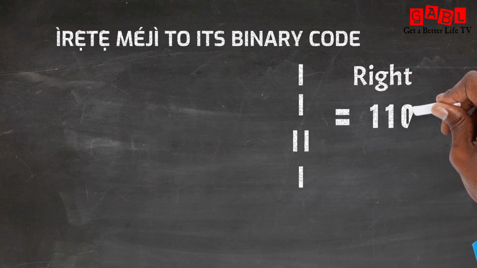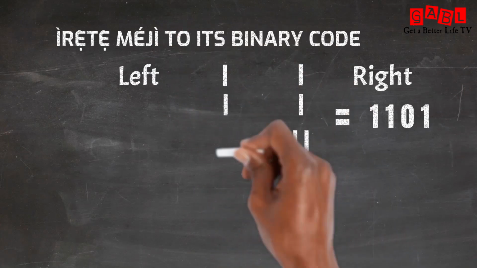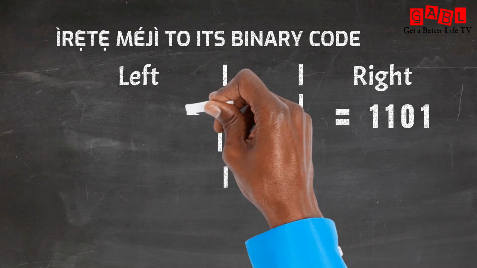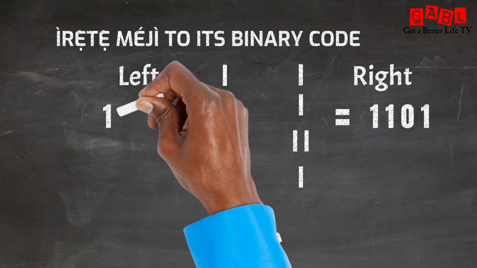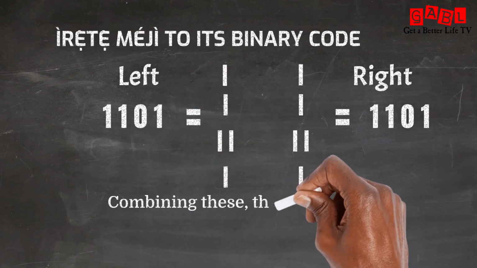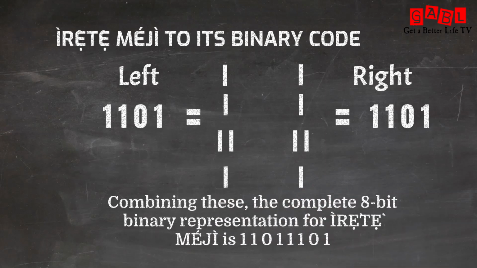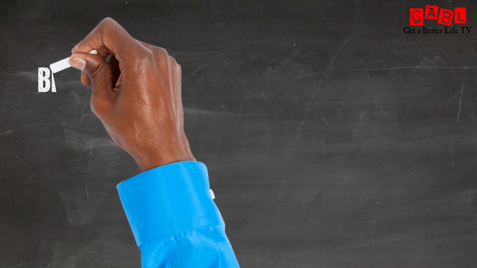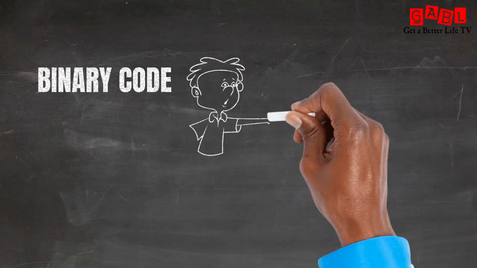The left column also has single line, double line, single line. This translates to 1, 1, 0, 1. Combining this, the 8-bit binary representation for Irete Meji is 1, 1, 0, 1, 1, 1, 0, 1. Now, converting this binary code to its decimal equivalent, we have these.